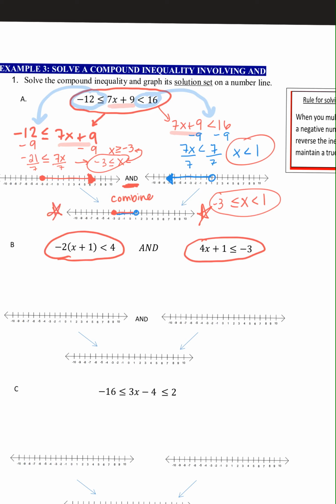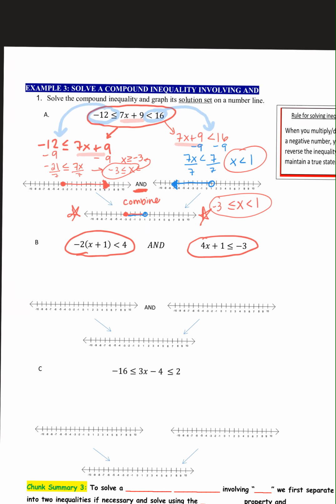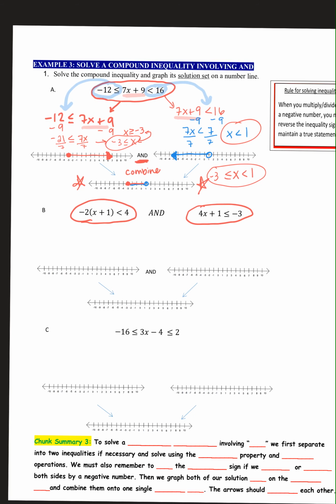Okay? All right, part B. I'm going to give you the answers just like I did yesterday, and then you have to graph them and figure out the combined graph. Okay? So pause. I'll see you in a sec. Okay, I'm back. So I got x is greater than negative 3 for the first one, and x is less than or equal to negative 1. And now what you need to do is graph those and then combine them onto one number line and see what you can get.